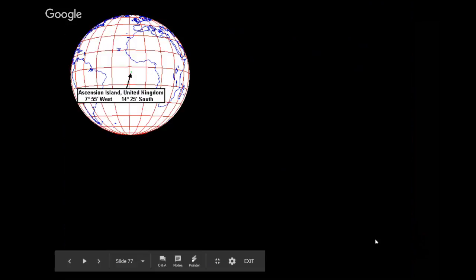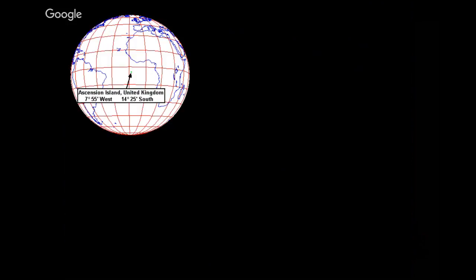Yep. Okay. So now, if you look at the globe and you look at that tiny little green dot that arrow is pointing at, that's halfway between South America and Africa. That's Ascension Island.